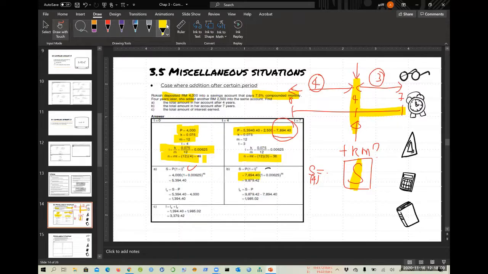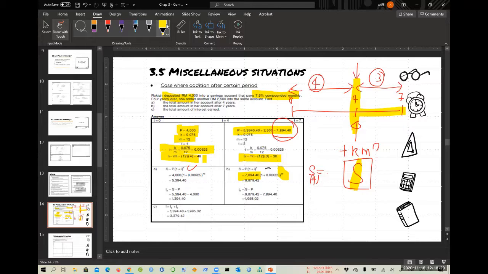Okay, you have 7,894.40 as your principal, not 4,000, because you are using the current balance in the account. And you can see that the time frame here is only the interest, the number of interest periods or number of payments of interest, will be just 36. That is 12 times 3 years, not 7.